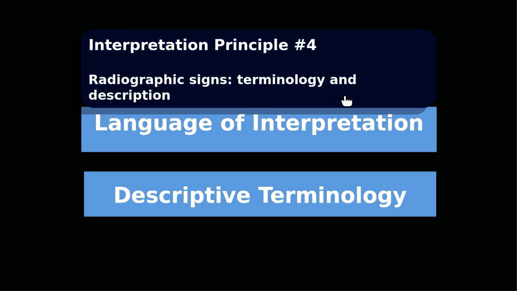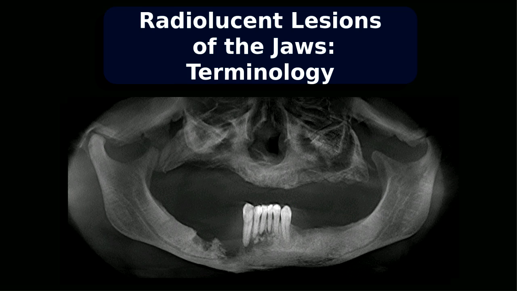The fourth interpretation principle about CBCT is that CBCT is a language where you have to learn how to interpret 3D images, and there are some descriptive terms which I will go through. These are CBCT reconstructed from a pan. If there is a radiolucent lesion in the jaw, you have to call it hypodense. You can see that area, the hypodense area, or the radiolucent area from the pan.